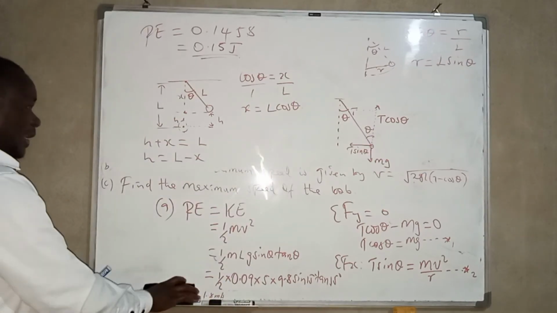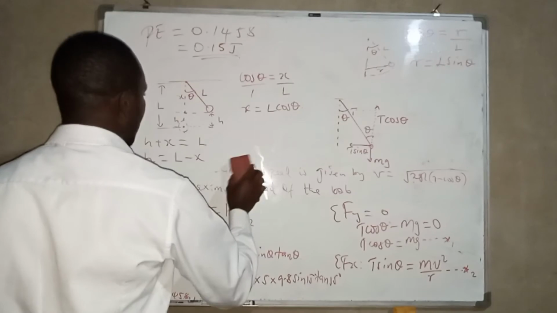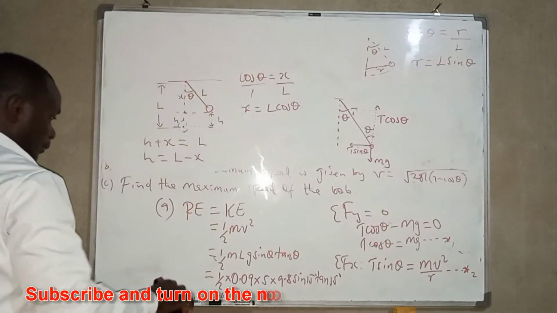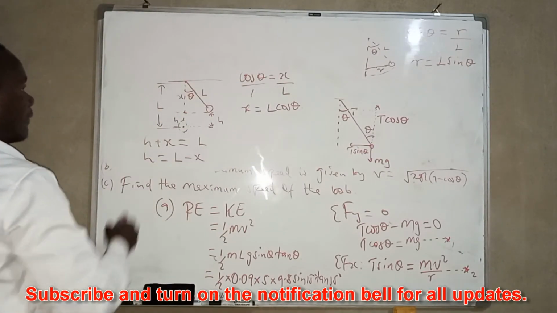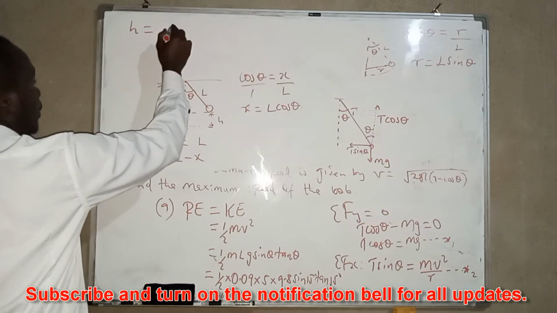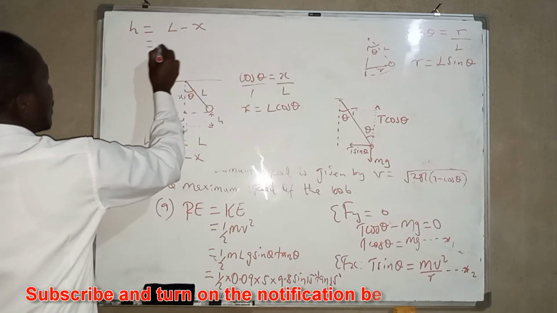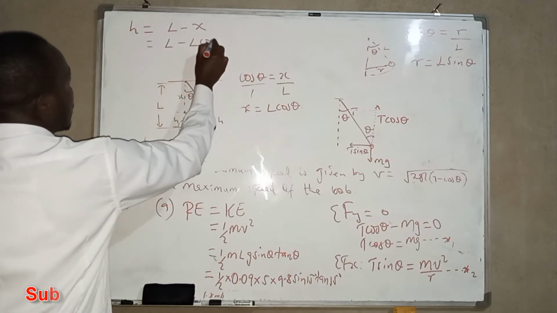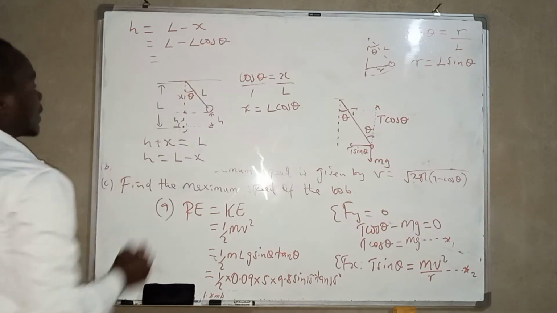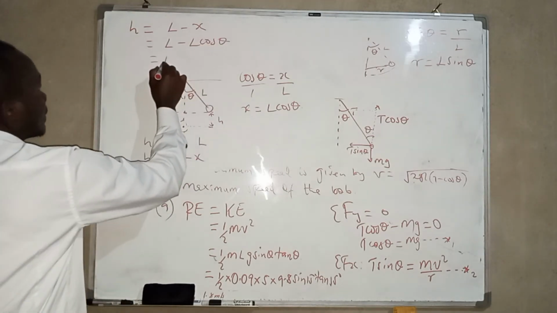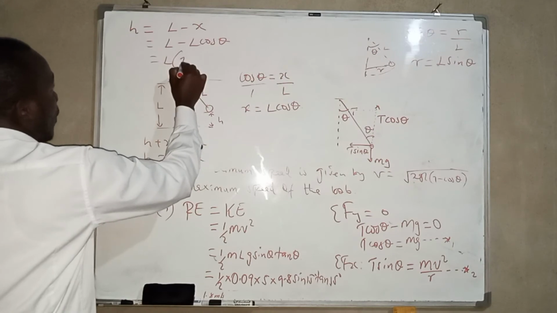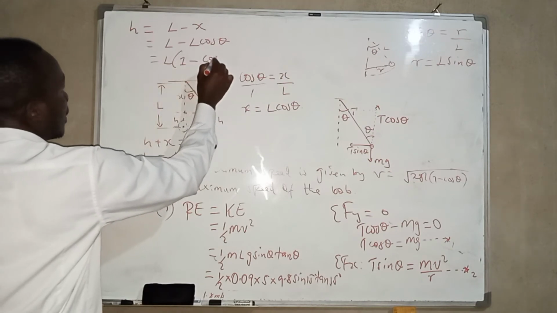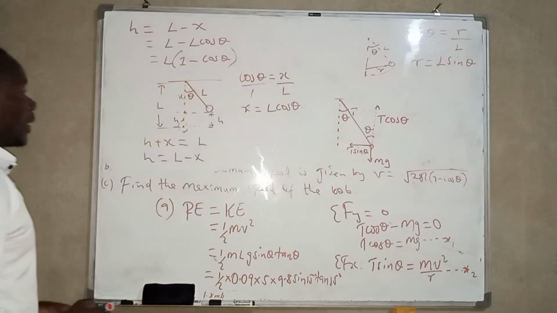So when we plug this into this equation, we are going to have h is equal to L minus X, so L minus L cos theta. Since L is common, we can even factor it out by saying L times 1 minus cos theta.